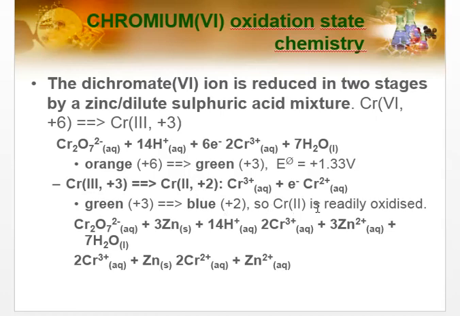So chromium 2 is readily oxidized. Dichromate with zinc and acid gives aqua chromium, chromium plus 3 with plus 3 oxidation state, and also zinc cation and water. And also by this way, using zinc, we can get from chromium 3 plus to chromium 2 plus, which has blue color.